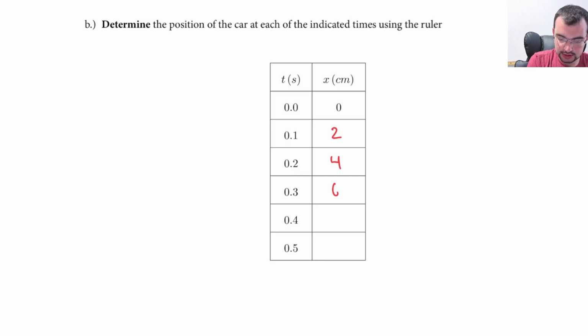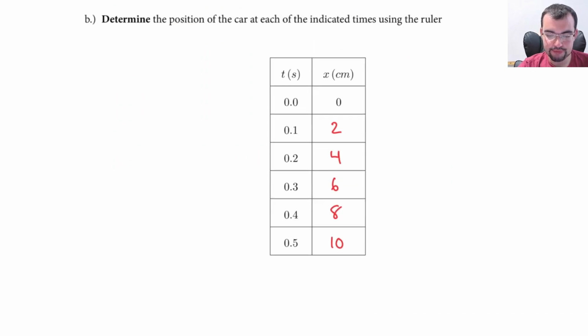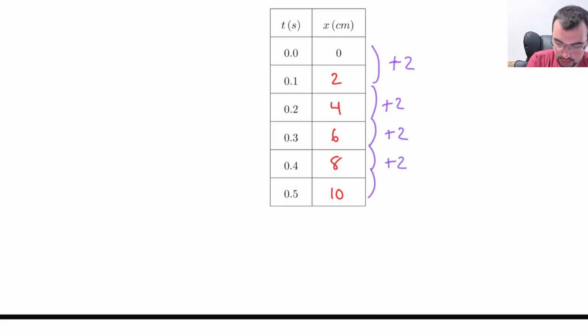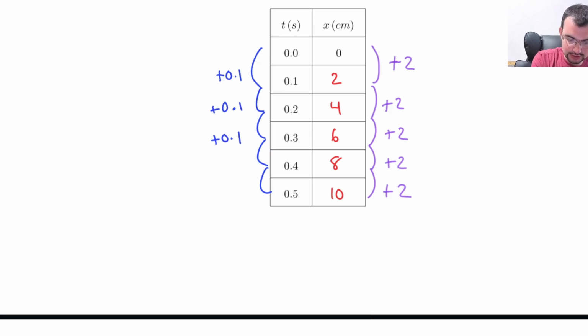2, 4, 6, 8, 10. So notice we can already see this sort of slope idea happening as to why we know that this is a constant speed motion, because every time, right, +2, +2, +2, +2, +2. But I can't just stop there. I have to make sure I'm spacing these out uniformly, which I am, right? Plus 0.1, plus 0.1, plus 0.1, and so on.